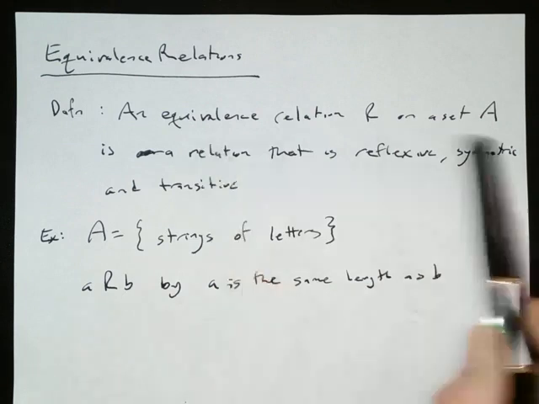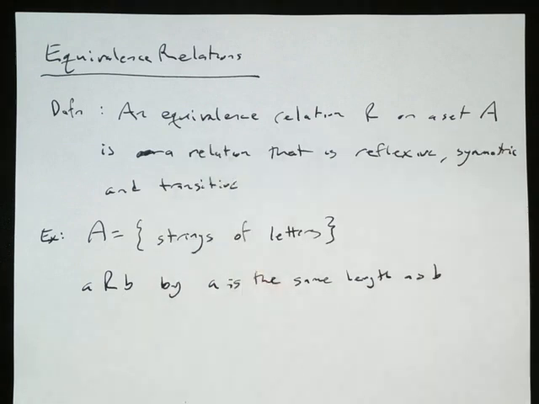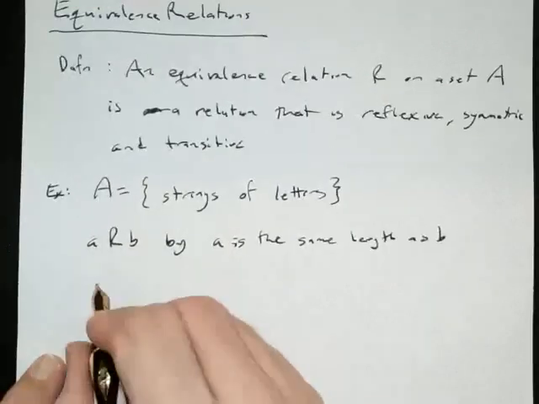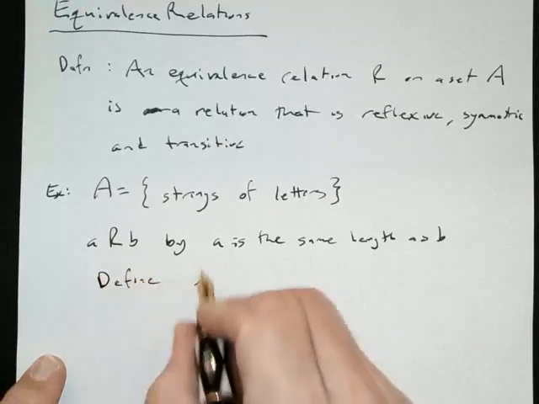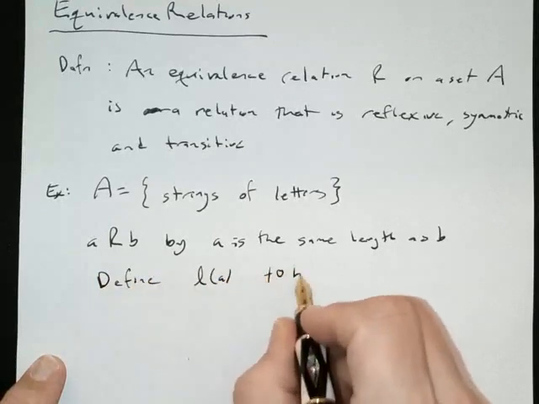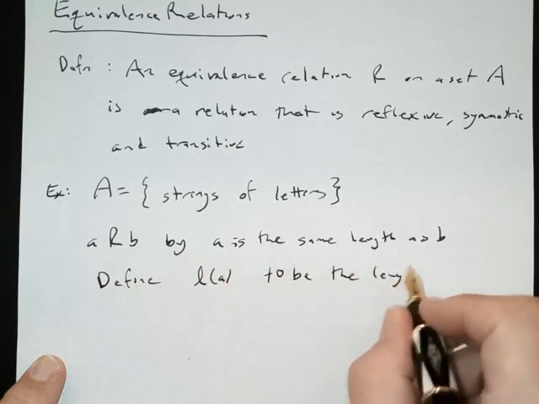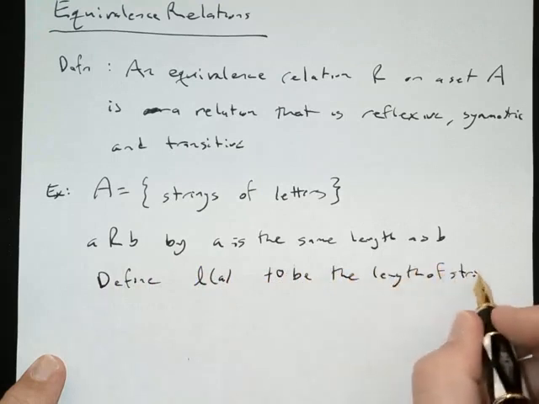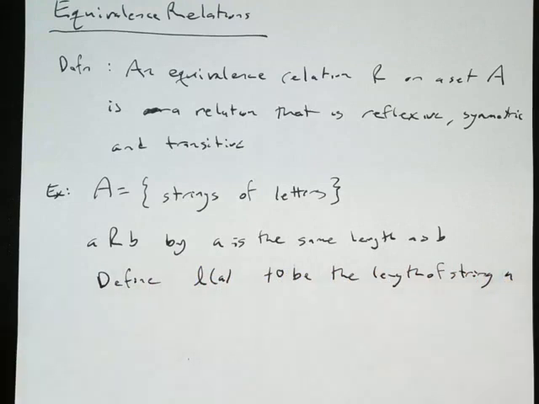Okay, let's check all three properties. Is this reflexive? Right. The length of this string is the same as the length of this string. Whatever that number is, I'm not changing strings, it's the same number.